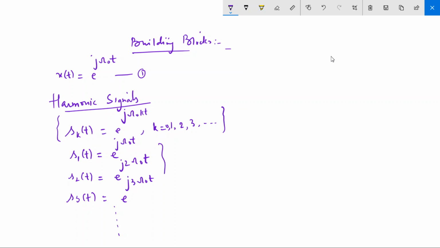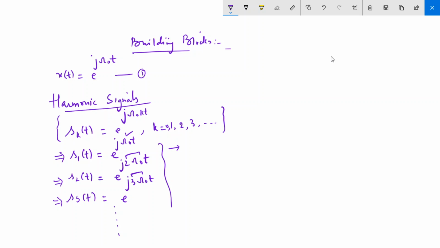So what is the property of these signals? This signal s_1(t) has a frequency omega naught. This signal s_2(t) has a frequency 2 omega naught. Then s_3(t) has a frequency 3 omega naught. It means all these signals have a frequency which is a multiple of a single frequency, and that is omega naught. One signal has a frequency omega naught, the other will be 2 omega naught, then 3 omega naught, 4 omega naught. In between there is no frequency. So these signals are called harmonic signals.